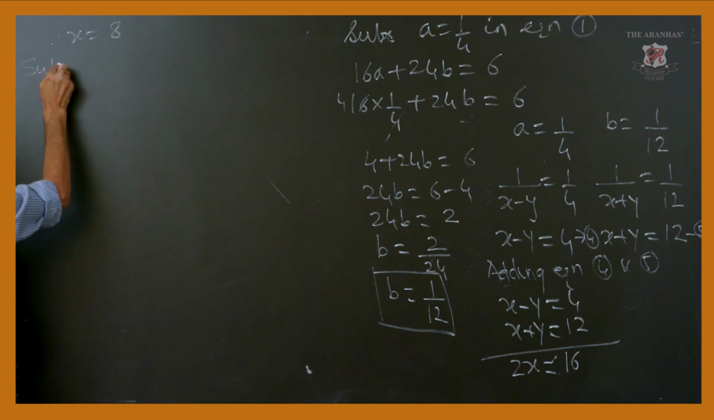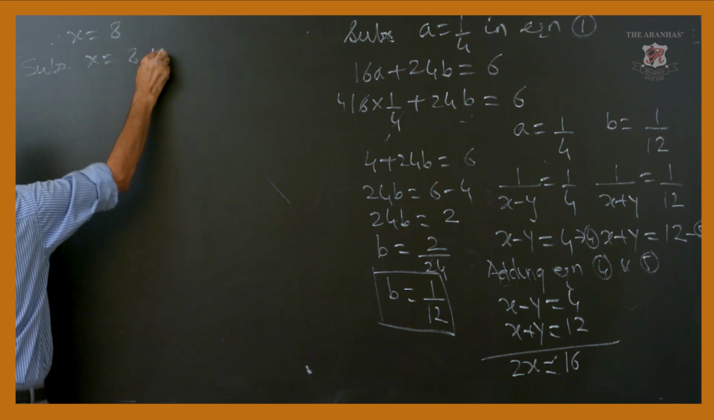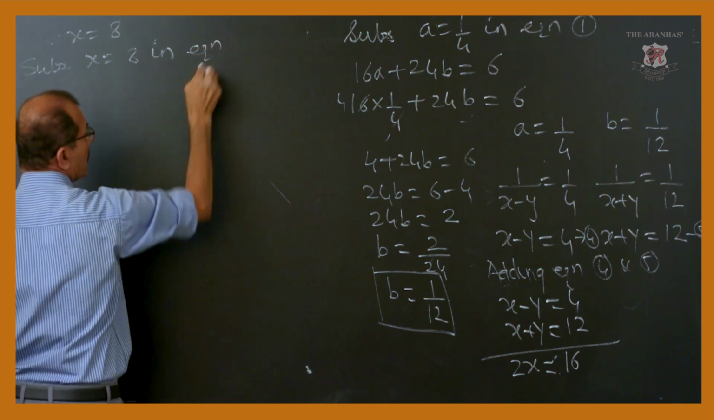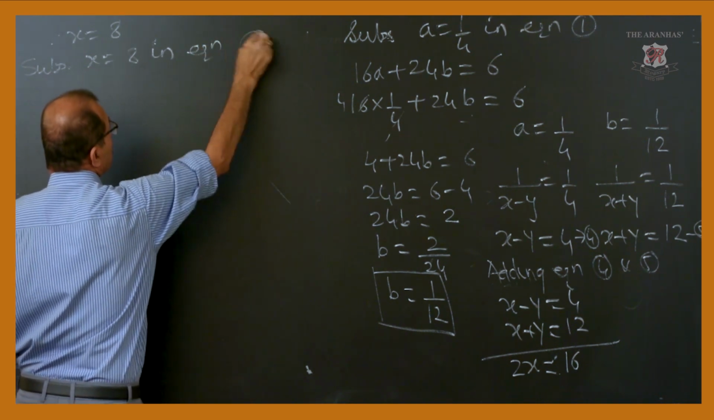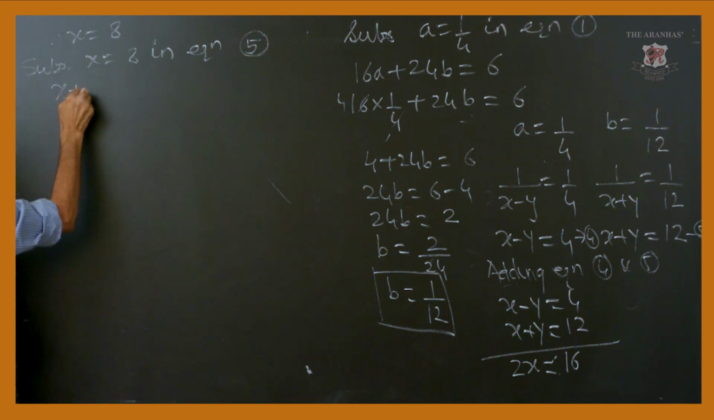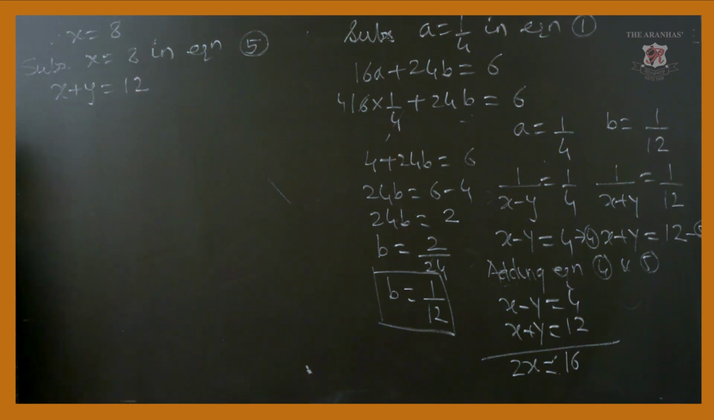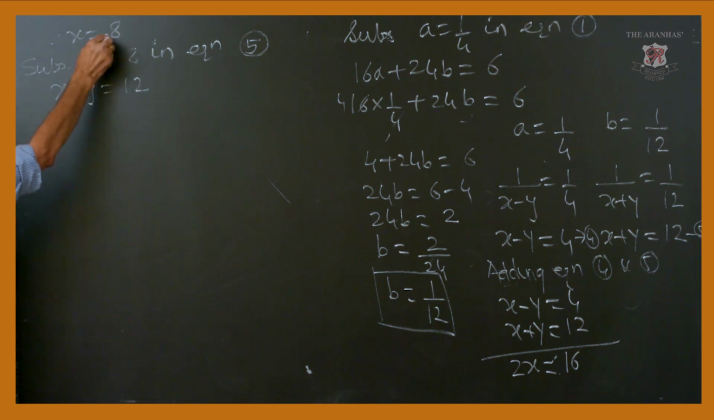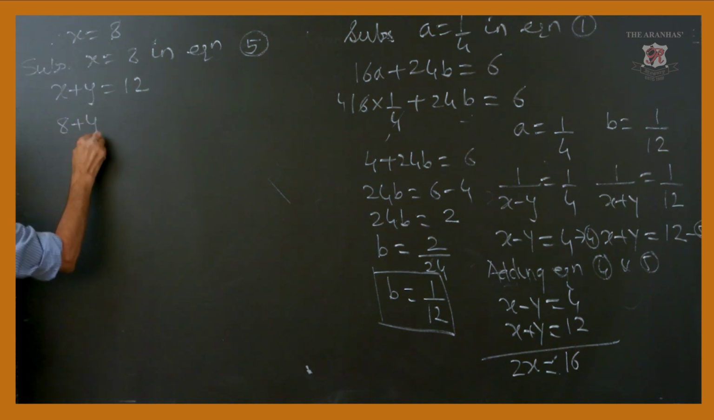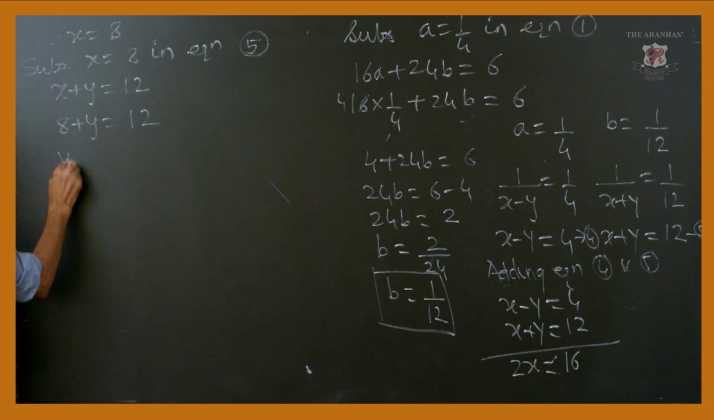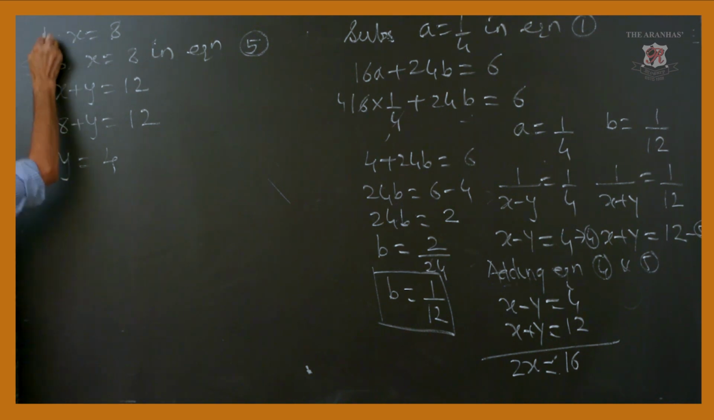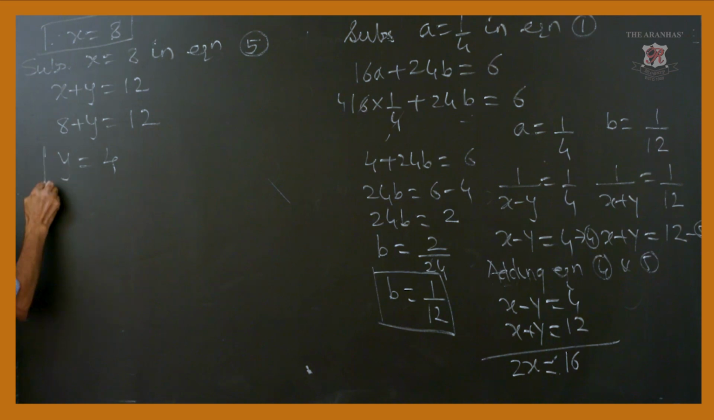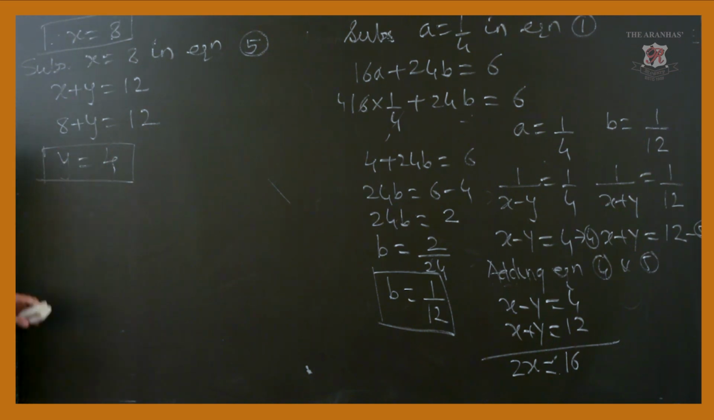Substitute x equals to 8 in equation number 5, that is x plus y is equals to 12. Equation number 5 is x plus y is equal to 12. Put the value of x, 8. So, 8 plus y is equals to 12. So, y is equals to 4. So, finally, I got the value of x equals to 8 and y is equals to 4.